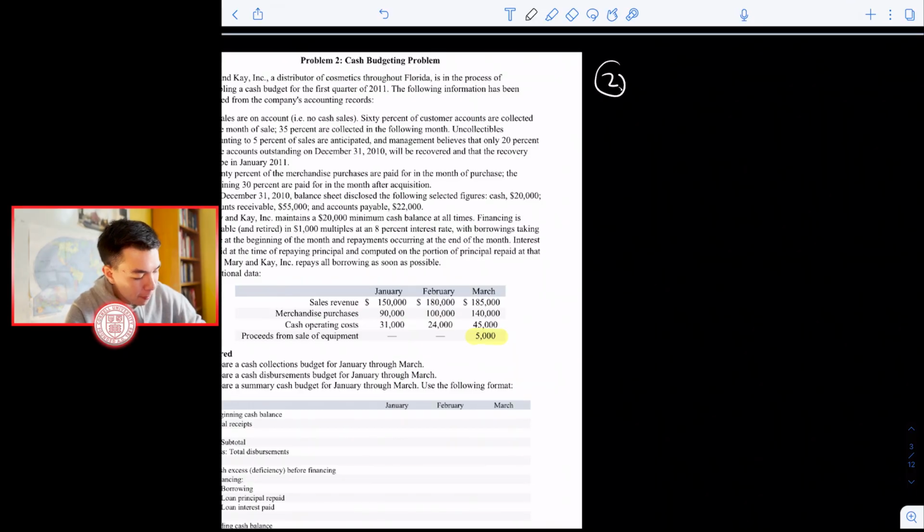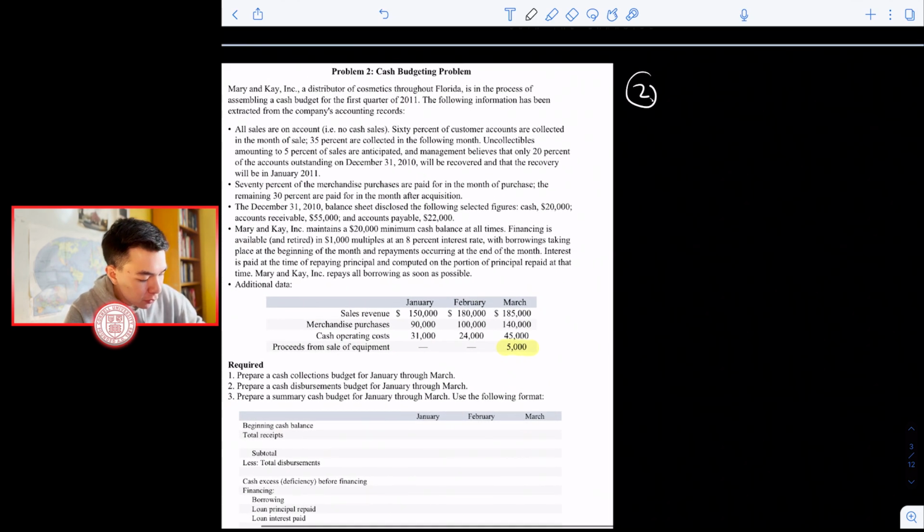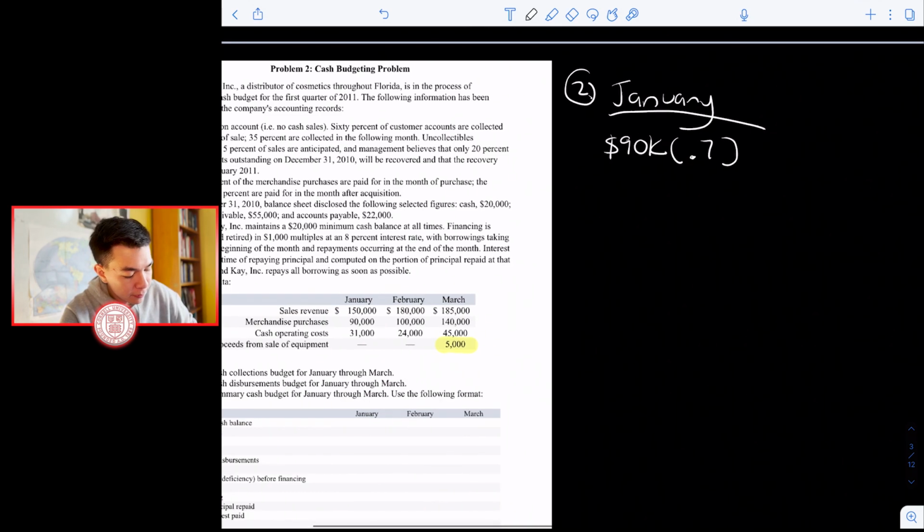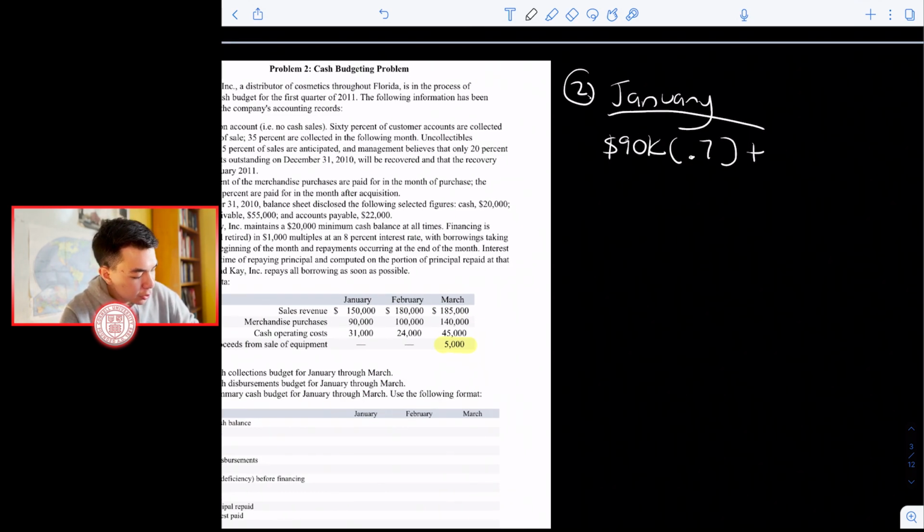So number 2, so we're gonna do January 1st. And we are going to do 90,000 because that's how much they spent in January, and then we're going to multiply by 0.7 because we only pay 70% immediately, and then we're going to add 22,000.